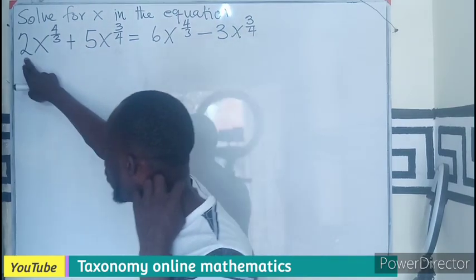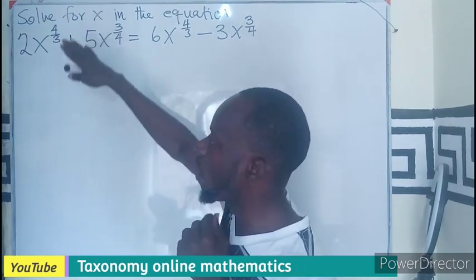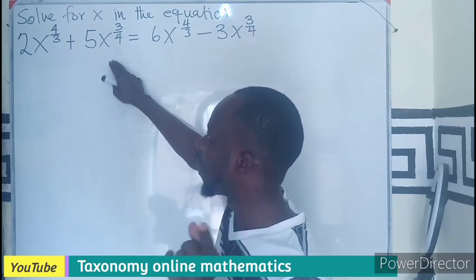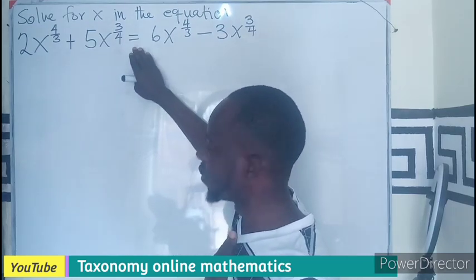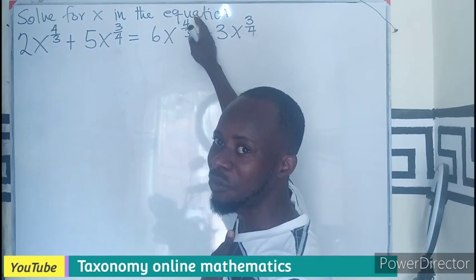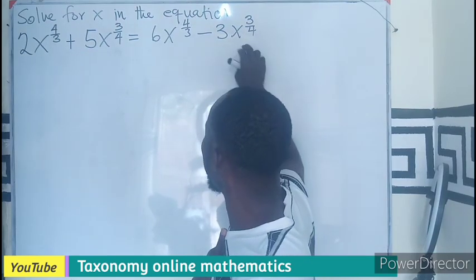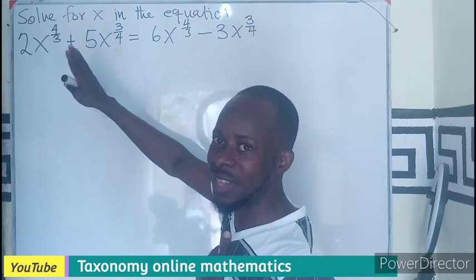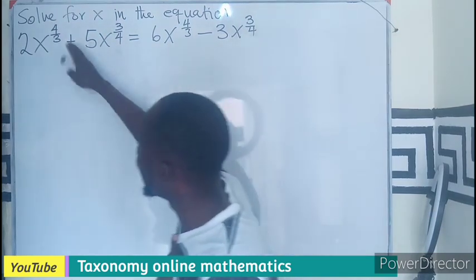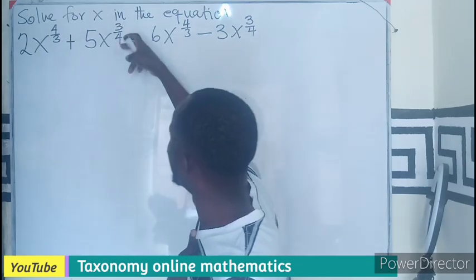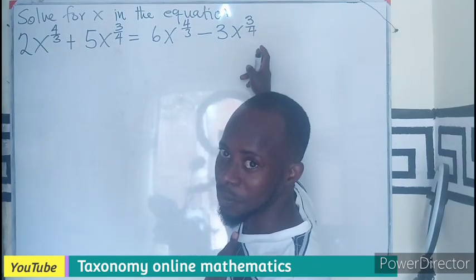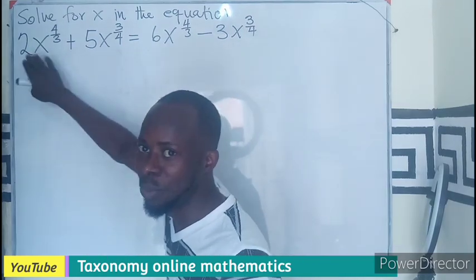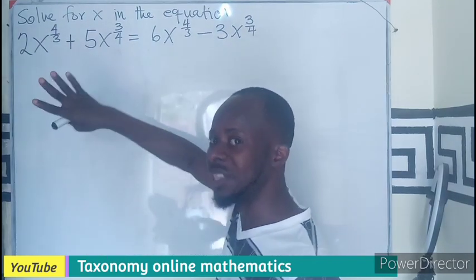So we can see 2x to the power 4 over 3 plus 5x to the power 3 over 4 is equal to 6x to the power 4 over 3 minus 3x to the power 3 over 4. You can see the powers are not the same, they are alternating: 4 over 3, 3 over 4, 4 over 3, 3 over 4. So in terms of indices, since we are adding, we will not be able to apply any rule of indices.